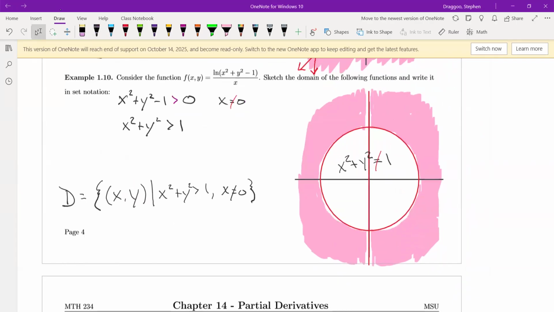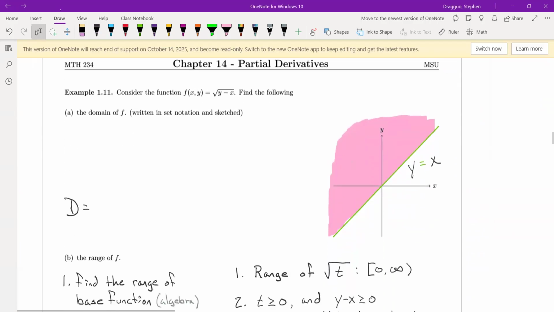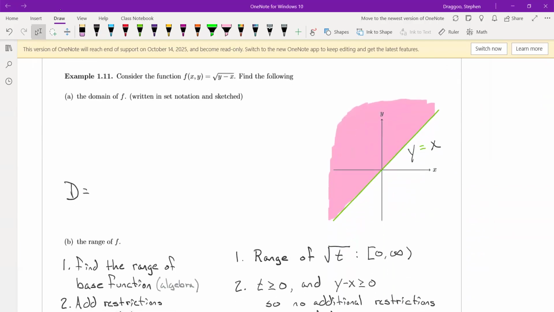For the most part, I think when we're looking at domains, we'll be relying a lot more on the sketches than on the set notation. All right, another one.